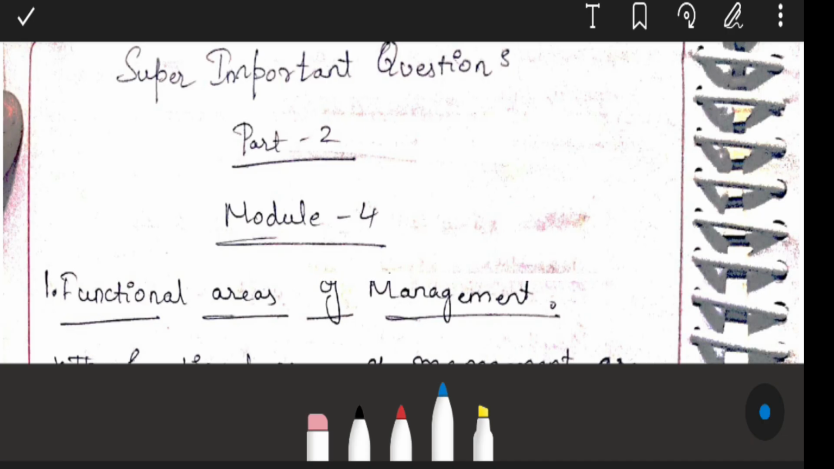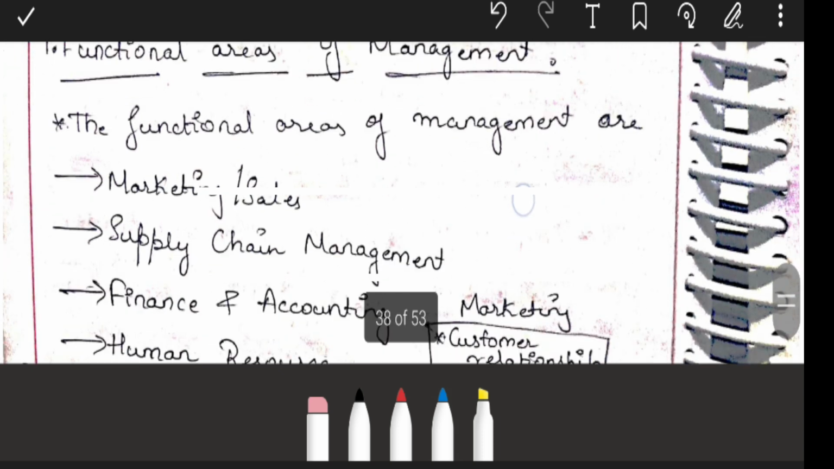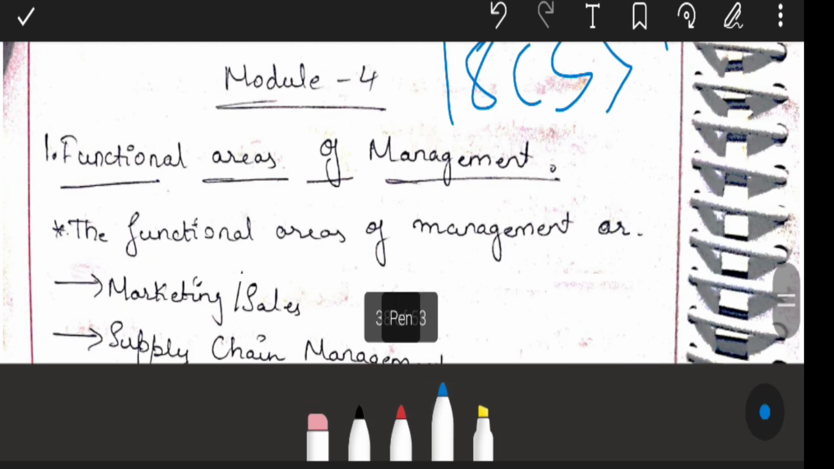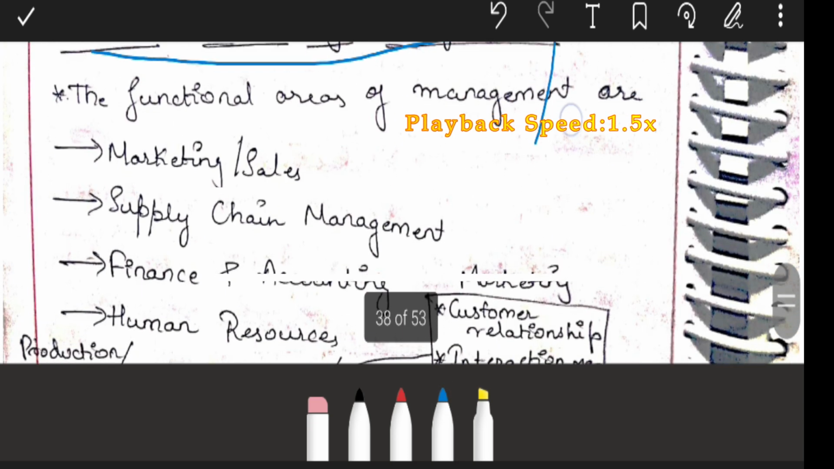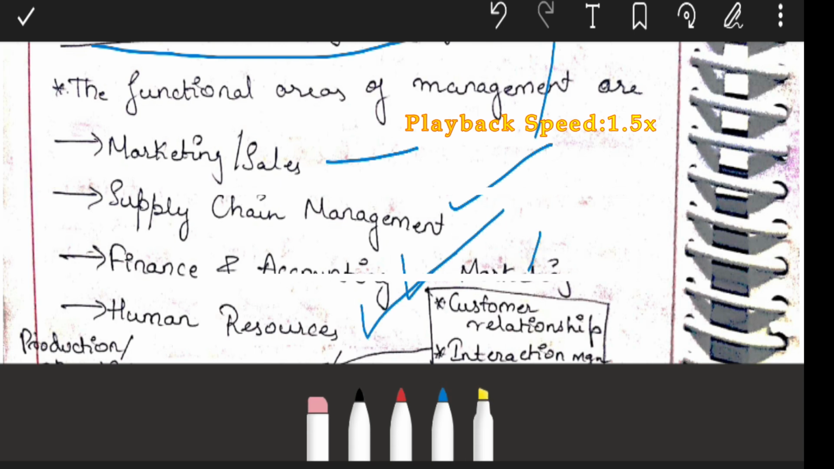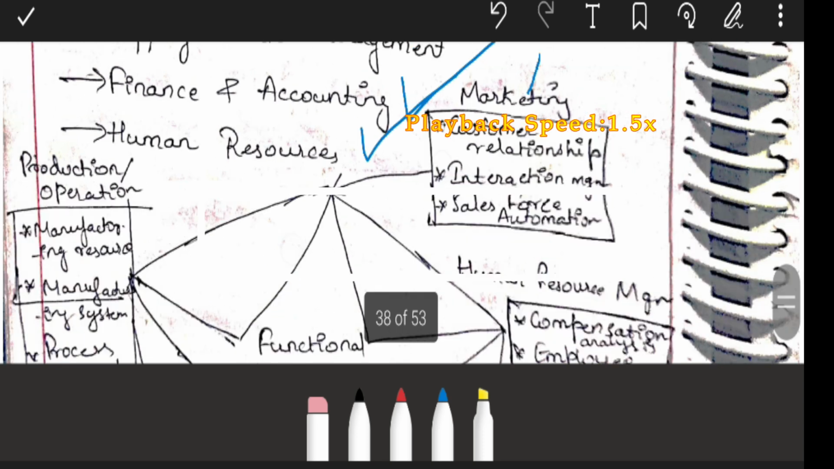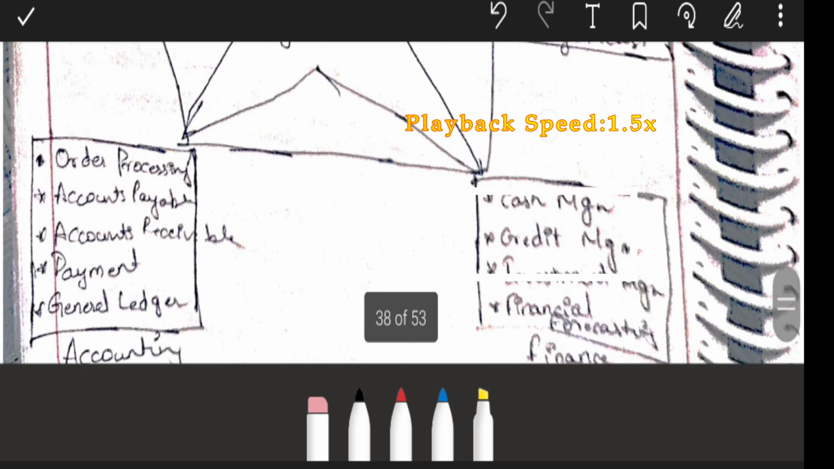Two super important questions, 18CS51. The first question is functional areas of management. Functional areas of management are marketing and sales, supply chain management, accounting and finance, human resource. You have to draw this diagram to get the full marks.